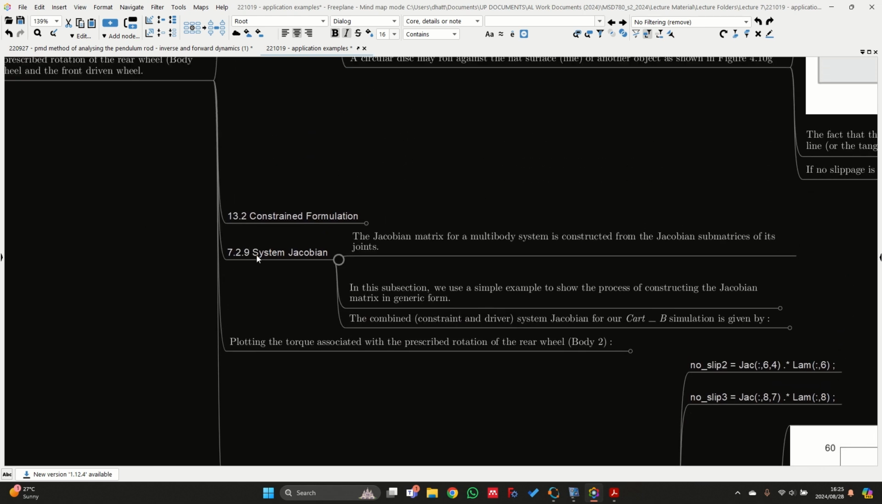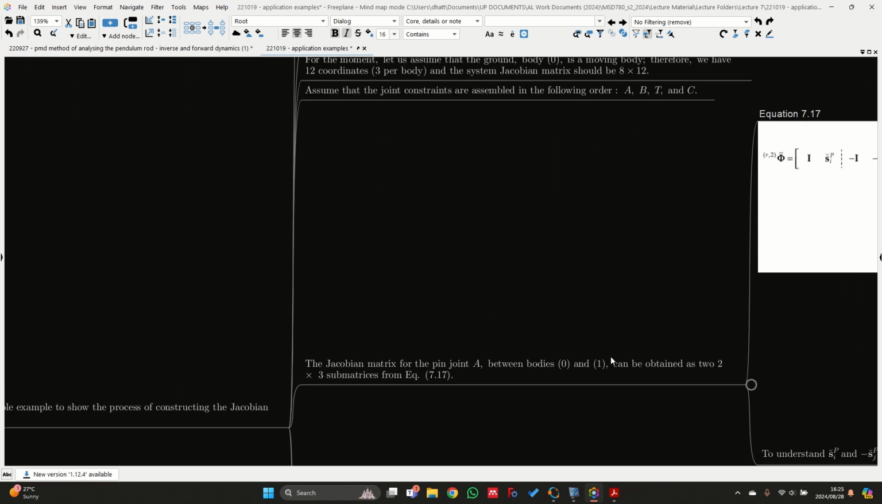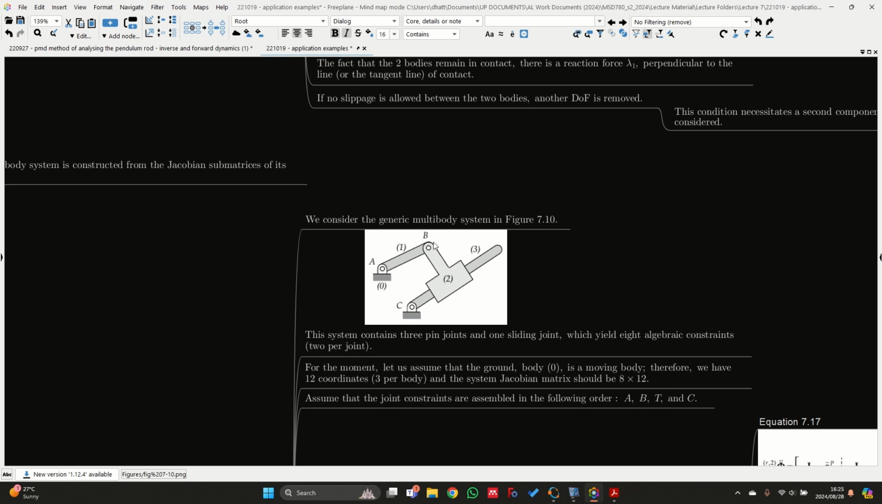Then we want to rather focus on section 7.2.9 and how to construct the system Jacobian for our multibody mechanism. The Jacobian matrix for a multibody system is constructed from the Jacobian submatrices of its joints. So in this subsection, we use a simple example to show the process of constructing the Jacobian matrix in its generic form. If I expand over here, the example we want to look at is this generic multibody system consisting of 3 moving bodies.